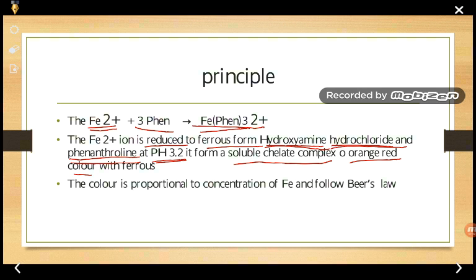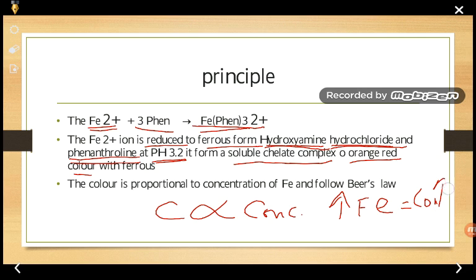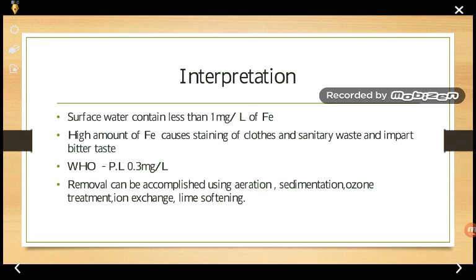And you know that the color is proportional to the concentration of the iron. So as the concentration of the iron increases, the intensity of the color also increases. So you can say that if the concentration of iron is more, then the color will be more, or the intensity will be more. So this was regarding the principle.